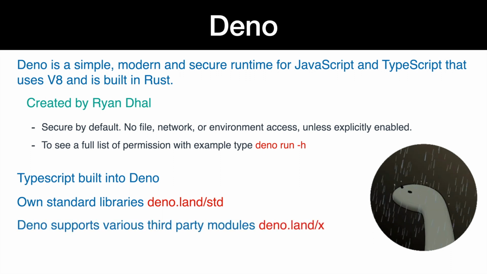Deno supports various third-party modules. You can go and check deno.land/x. Here they have a lot of third-party libraries. For example, Oak. Oak is known for building REST APIs. You can go and check it there.